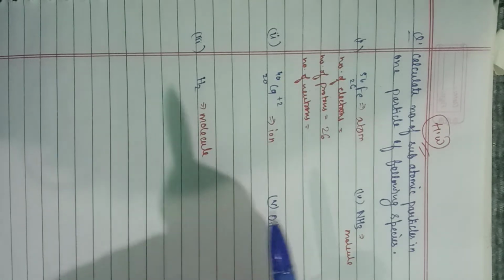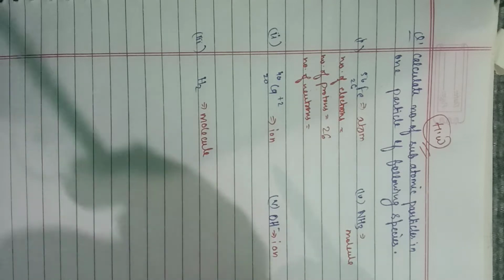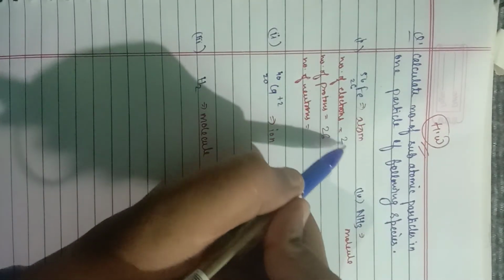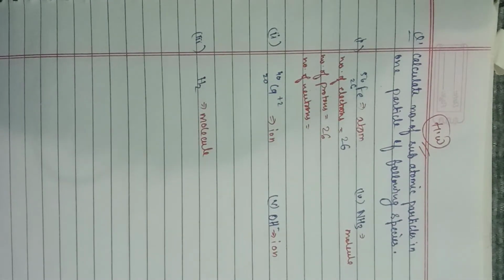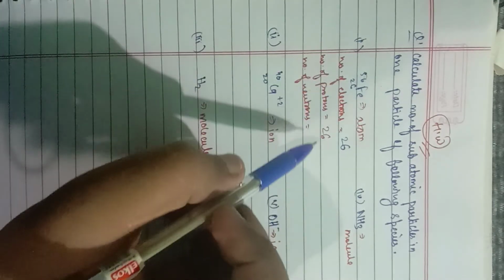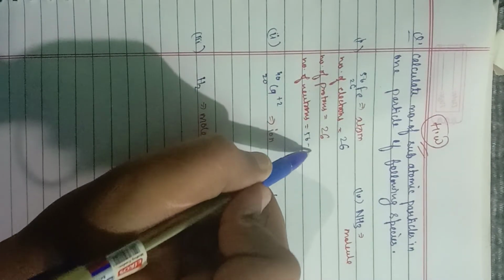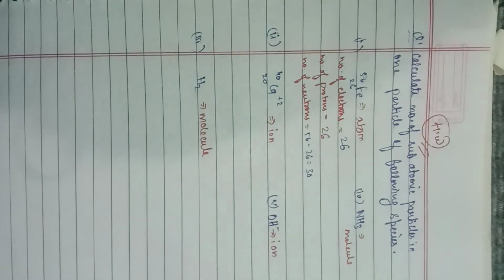There is no charge, so it is 0. So the number of electrons is equal to the number of protons for this, so it will also be 26. The number of neutrons is mass number minus atomic number. The mass number is 56 minus 26, so 56 minus 26 is equal to 30.